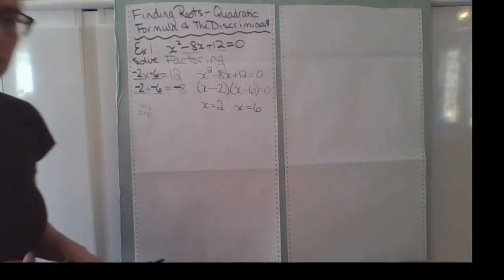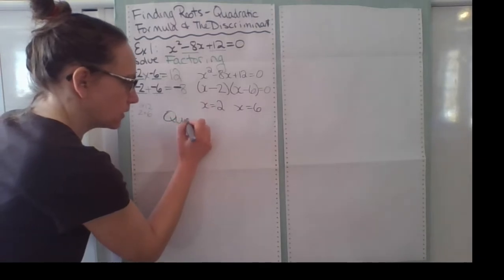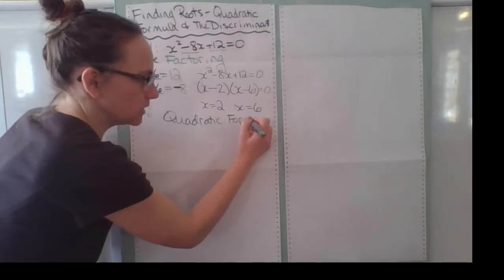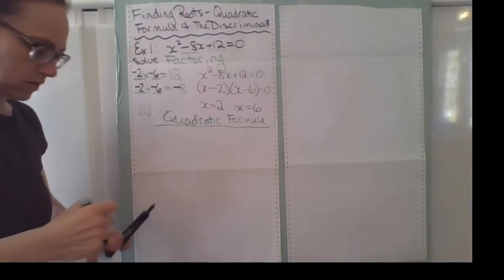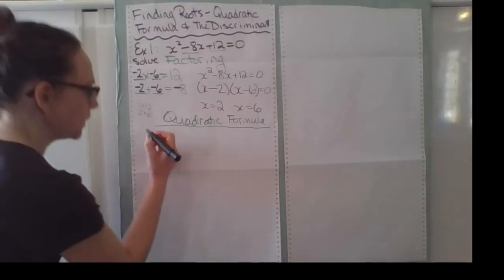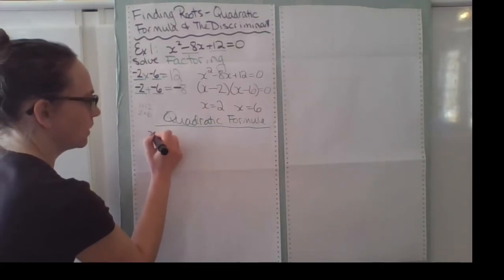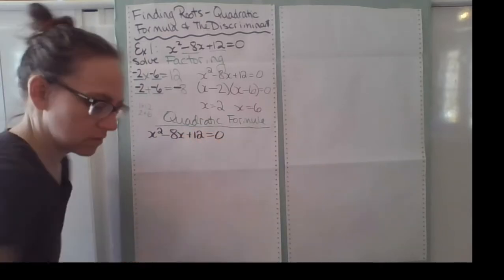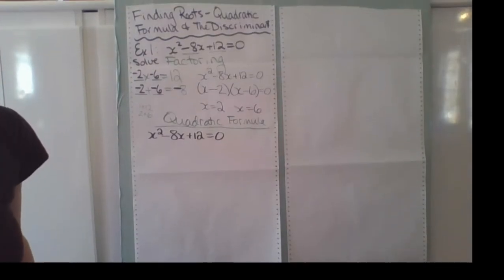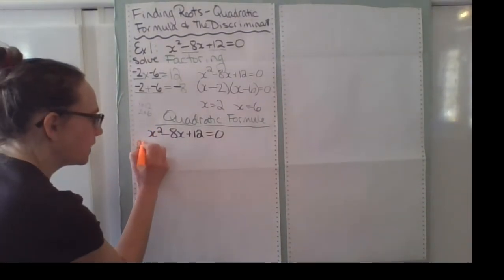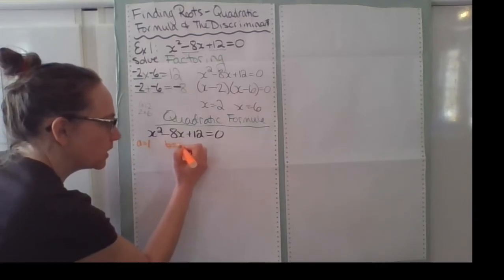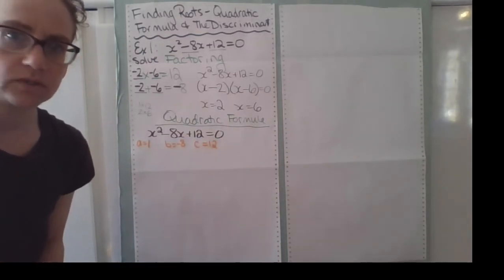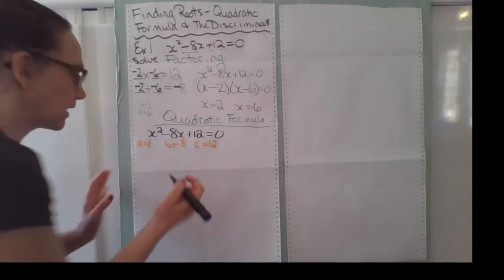All right, well, what about if I use the quadratic formula? Not everything factors nicely. Sometimes we need to use our quadratic formula. All right, let's do it. So we have x squared minus 8x plus 12 equals 0. To get our coefficients out of there, we've got a equals 1, b equals negative 8, and c equals 12. Once we've got those, we just have to stick them in the formula and take care of it.